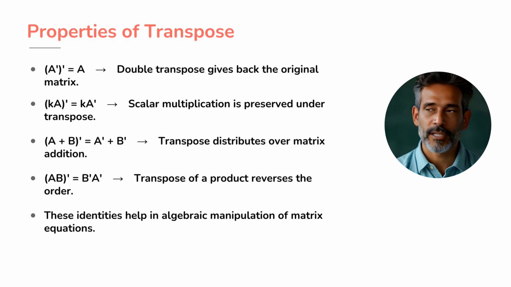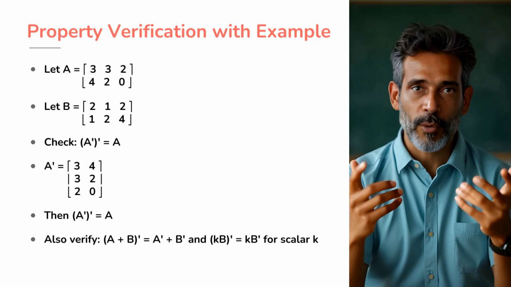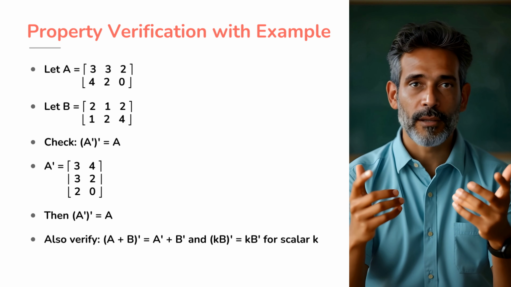Product. This one's interesting. The transpose of a product of matrices reverses the order. So, AB whole transpose equals B transpose times A transpose. These identities make it easier to simplify matrix expressions and solve matrix equations. Let's verify these properties using a real example.